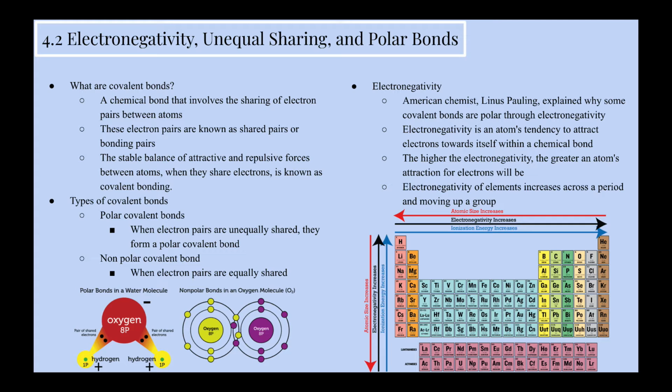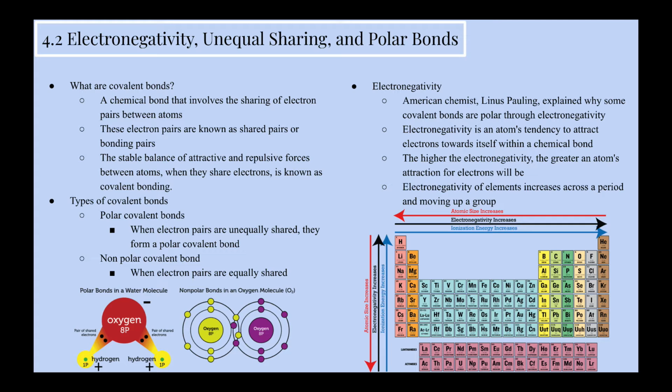Onto electronegativity. In 1932, American chemist Linus Pauling proposed the concept of electronegativity to explain the polarity of certain covalent bonds. Electronegativity is an atom's tendency to attract electrons towards itself within a chemical bond. The higher the electronegativity, the greater an atom's attraction for electrons. The lower the electronegativity, the lesser an atom's attraction for electrons.